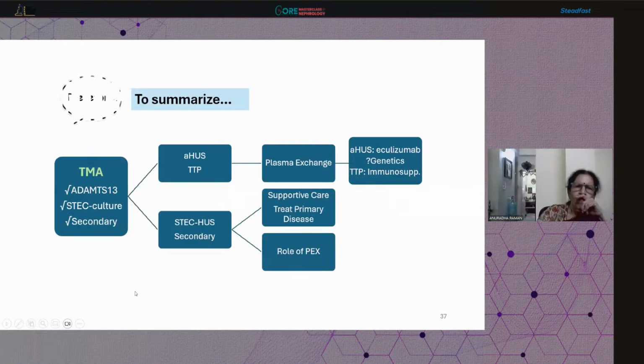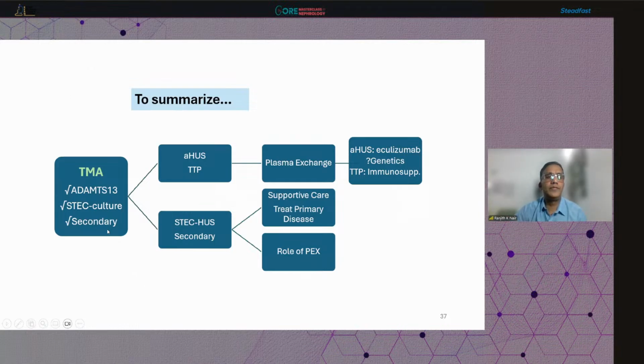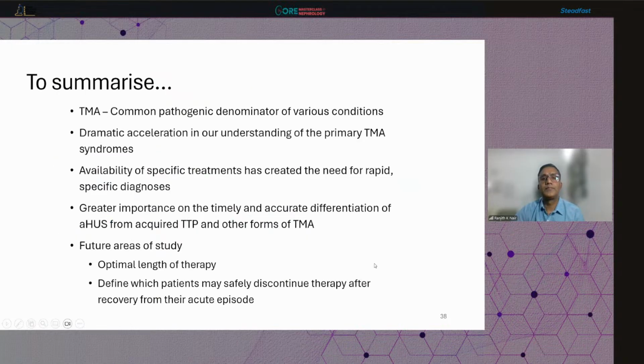I think post-transplant TMA we can leave. So to summarize, when you have TMA, you have to look at atypical HUS and TTP, or shiga toxin associated HUS, or secondary. If this is the case, you look at plasma exchange, doesn't work. If an adult, consider eculizumab. Otherwise, if it's shiga toxin associated, supportive care. If it's secondary, take care of the primary disease.